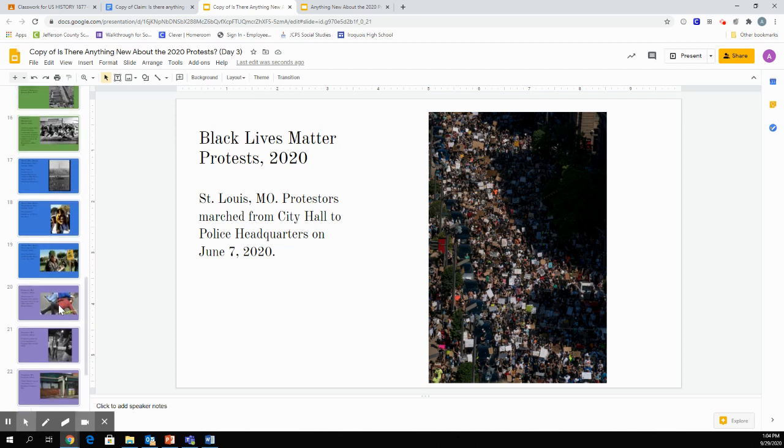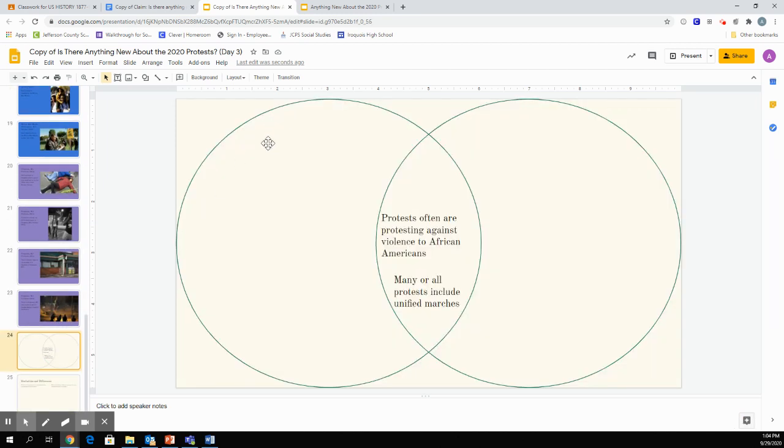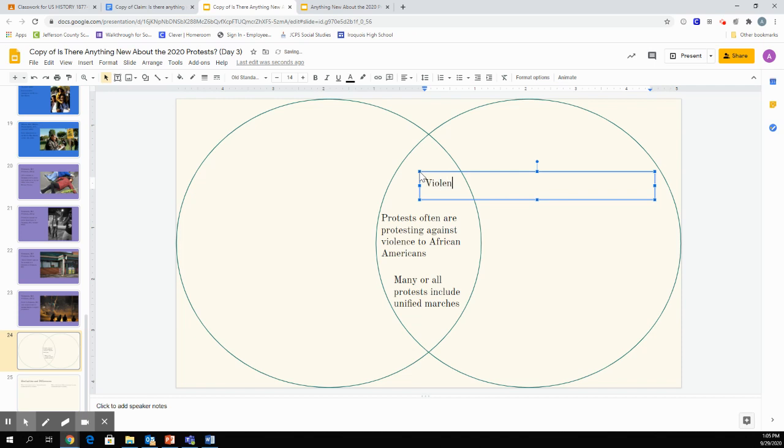But that's just something to think about as well, in the 2020 protests. You can put that, and that can be a similarity as well, honestly. Text box. Violence occurs, but rarely.